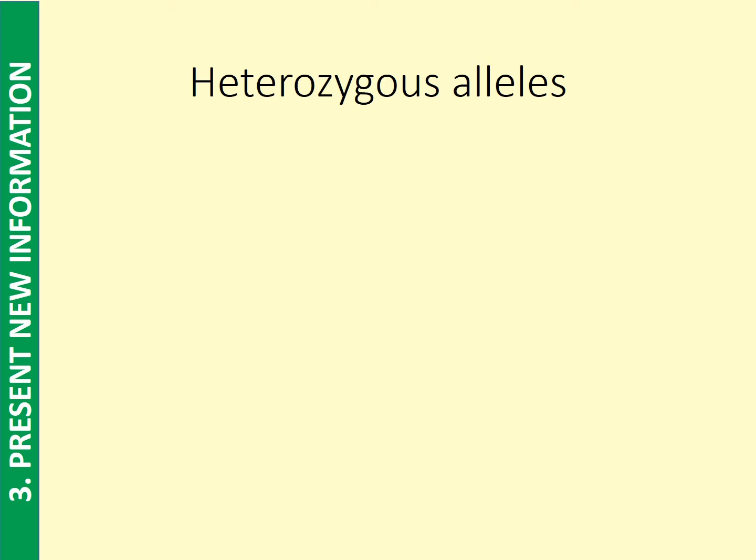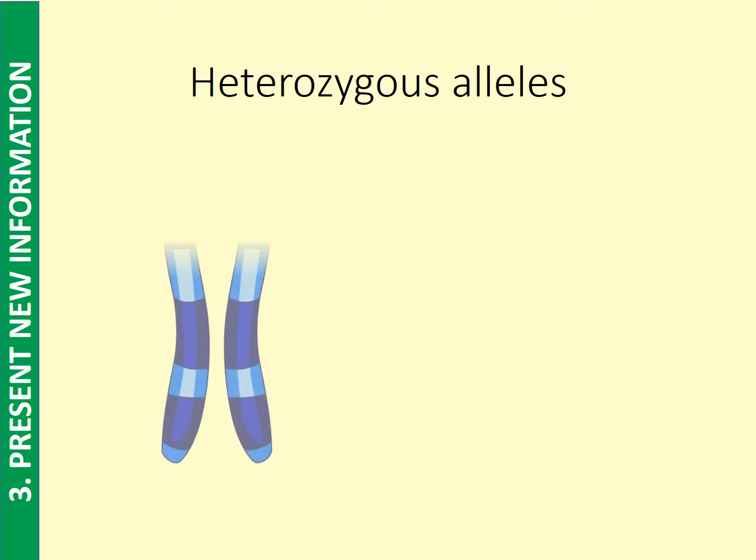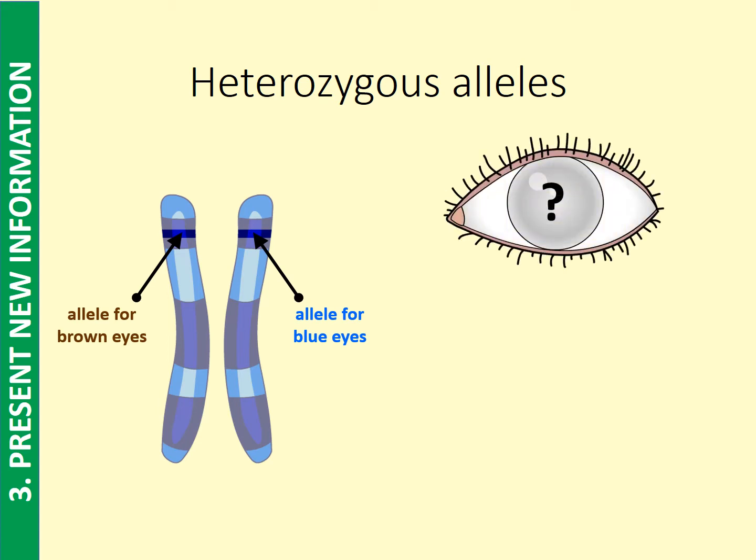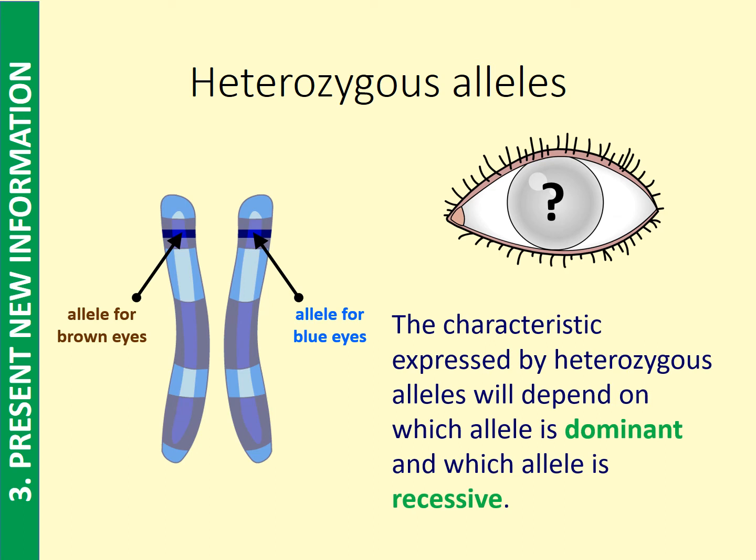So by extension, heterozygous, hetero meaning different. Okay, as in heterosexuals, people who like people who are of the different gender to them. Okay, so here's what that looks like. They've got one allele for brown eyes, one allele for blue eyes. Okay, now whether or not we see a person with brown eyes or blue eyes will depend on which of these alleles is dominant and which one is recessive.